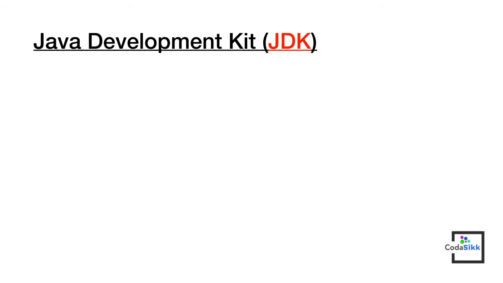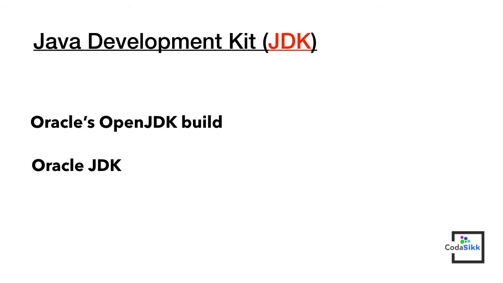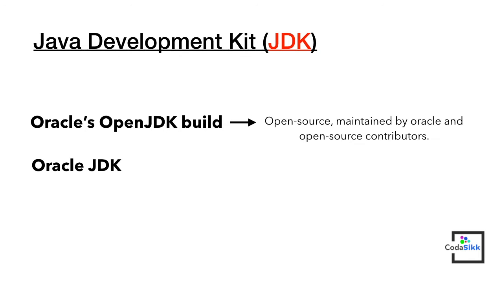Before I move forward and show you how you can download and use the JDK, let me clear one confusion newcomers in Java face. There are two JDKs available from Oracle Corporation, Oracle's OpenJDK build and Oracle JDK. OpenJDK is an open source implementation of Java. It is maintained by Oracle and other open source contributors.